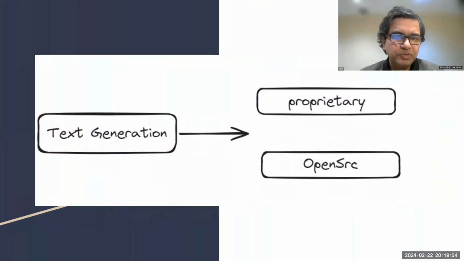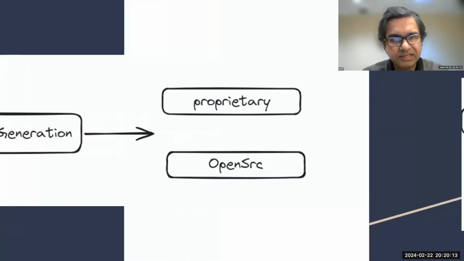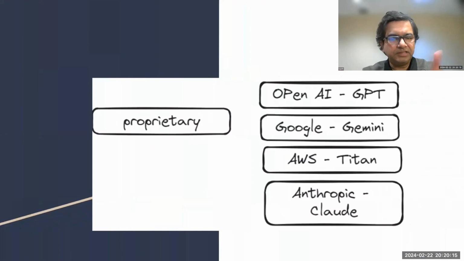We can choose between different models. Some of them can be proprietary, some of them can be open source. For example, ChatGPT is a proprietary technology. Even Google released a new technology called Gemini a few weeks back. AWS has its own Titan, etc. So under proprietary, there are a bunch of them over here: OpenAI GPT, Google Gemini, AWS Titan, Anthropic Claude, and many more. If you go to openrouter.ai, you will get a list of all the models that are available.